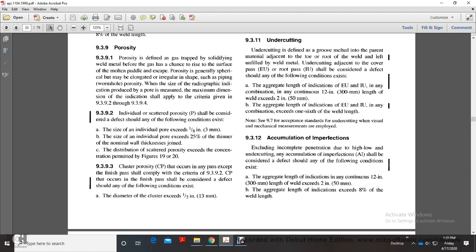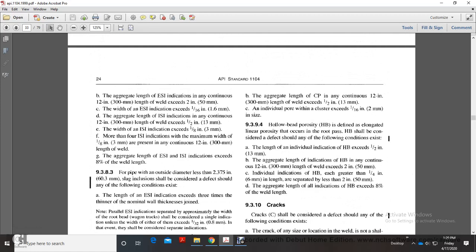Cluster porosity, or CP, that occurs in the finished pass shall comply with the criteria of 9392. Cluster porosity in the finished pass should be considered defective should any of the following conditions exist. The diameter of the cluster exceeds 1/2 inch. The aggregated length of cluster porosity in any continuous 12-inch length of weld exceeds 1/2 inch. An individual pore within the cluster exceeds 1/16 of an inch in size.